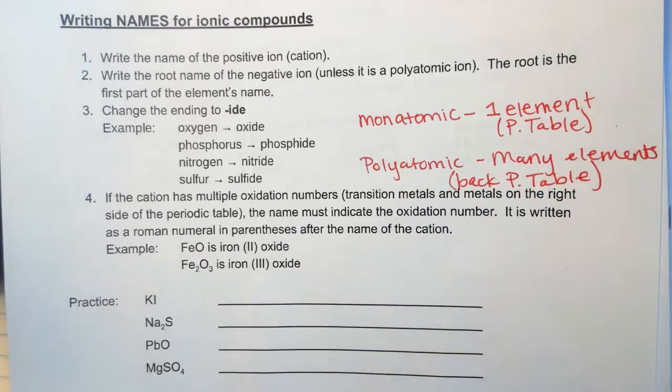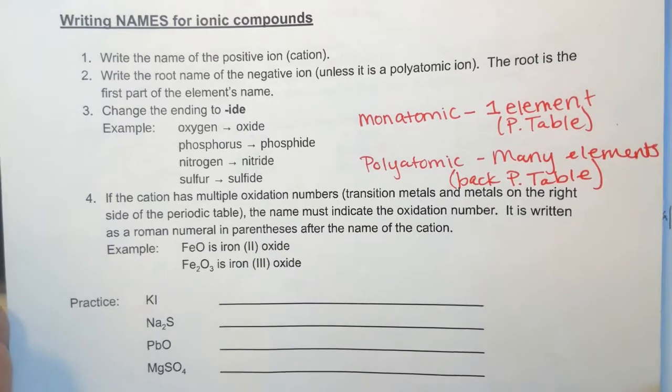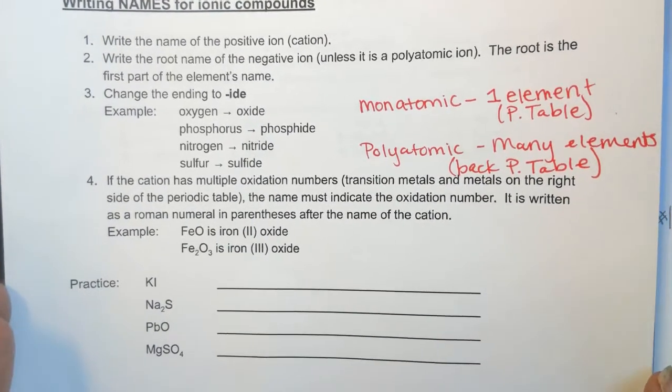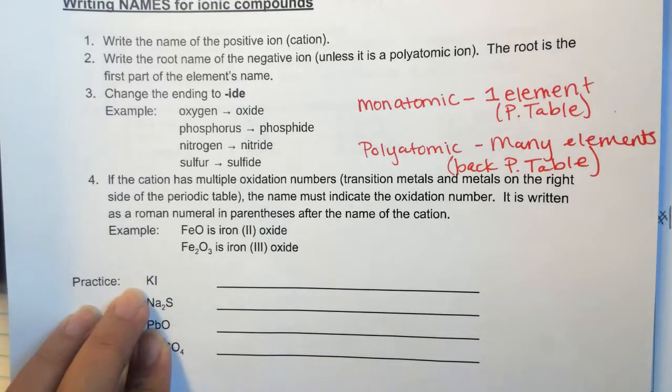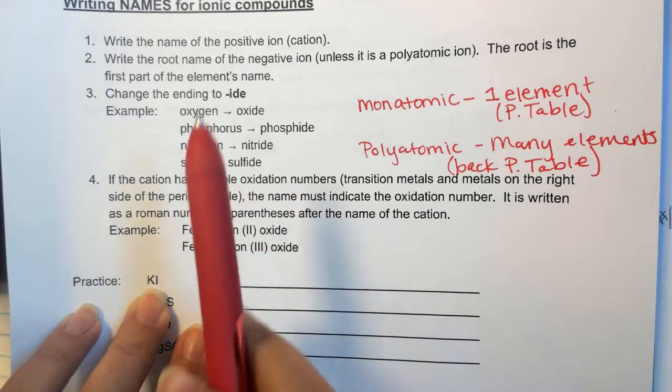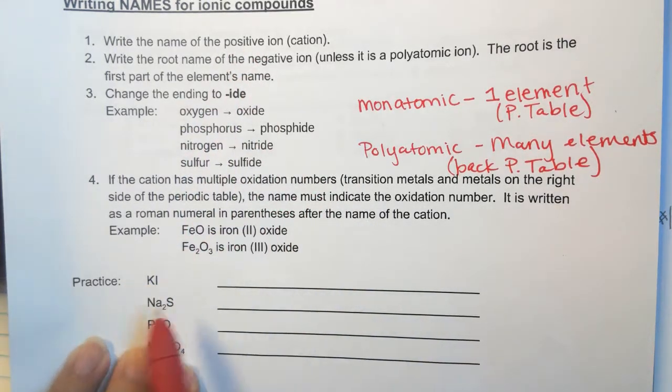Alright, so we're going to go through and do the simpler or the straightforward naming problems first. So we're going to look at potassium and then the one with sodium. So KI, I'm going to first write the positive ion. Which one's my positive ion in K and I?